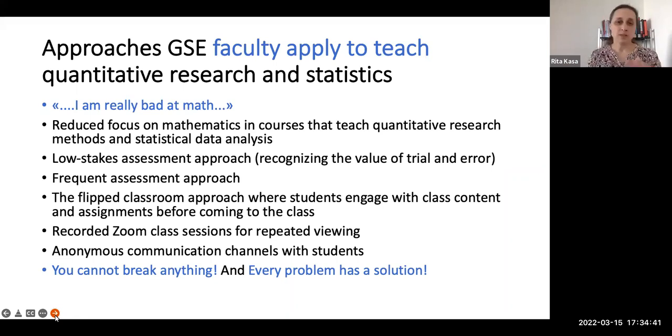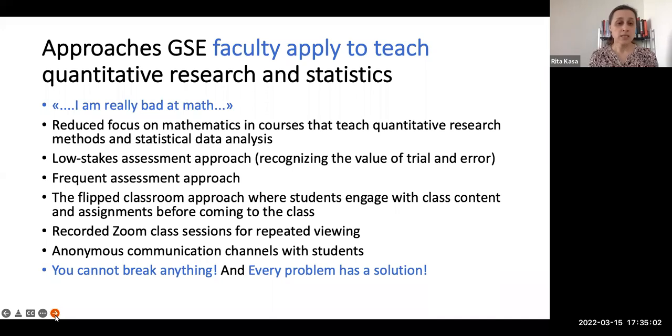So we can use the class time to zoom in on specific questions and clarify concepts that are more difficult. Then, as I also mentioned, we use recorded Zoom class sessions for repeated viewing for students. They are all made available.